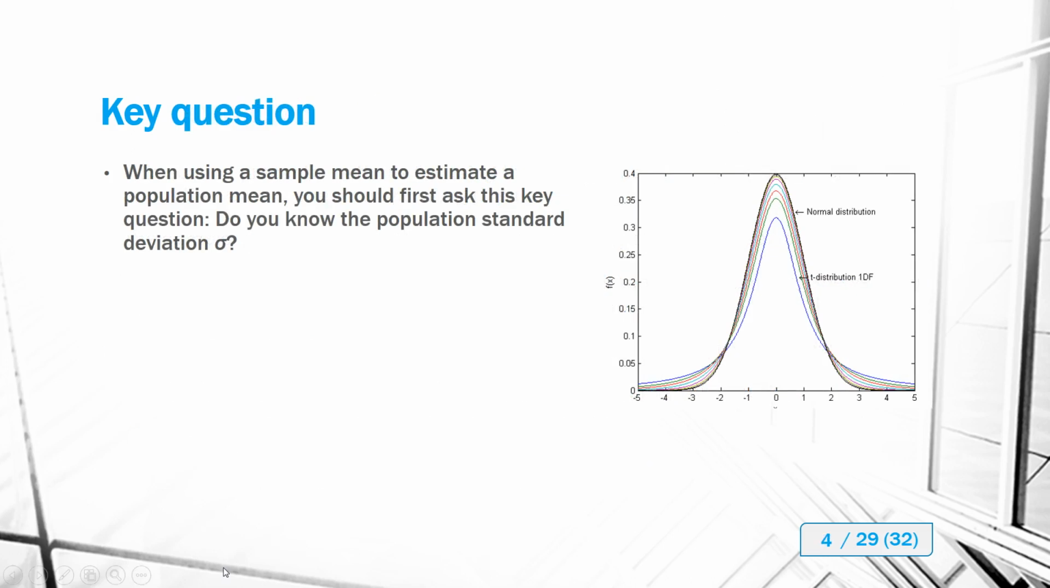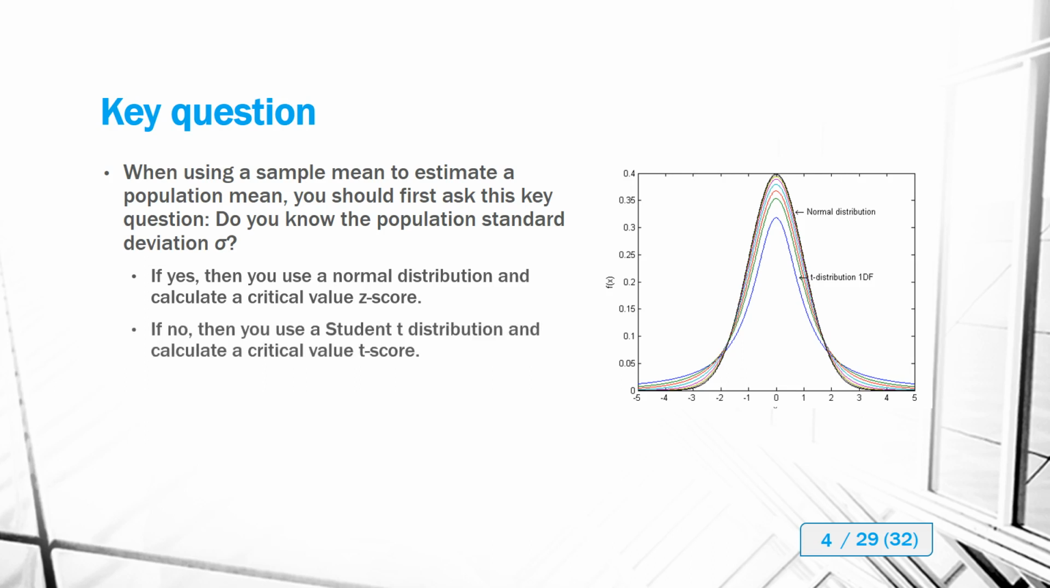So when we're using a sample mean to estimate a population mean, there is a key question that we need to ask. Do we know what the population standard deviation, sigma, is? If the answer to that question is yes, then we want to use a normal distribution for our estimation to calculate a critical value z-score. If we don't know what the population standard deviation is, then we need to use a student t-distribution and calculate a critical value t-score.